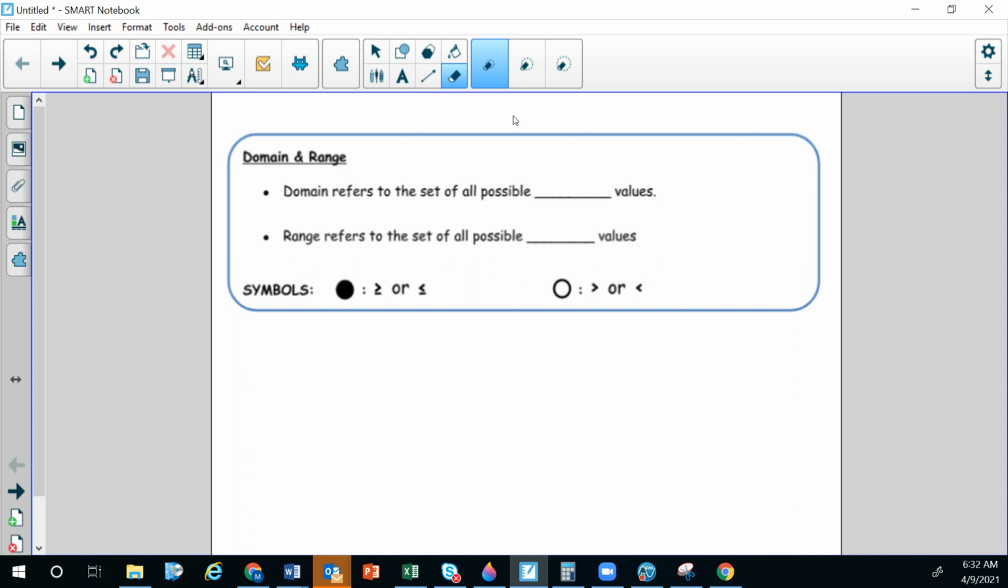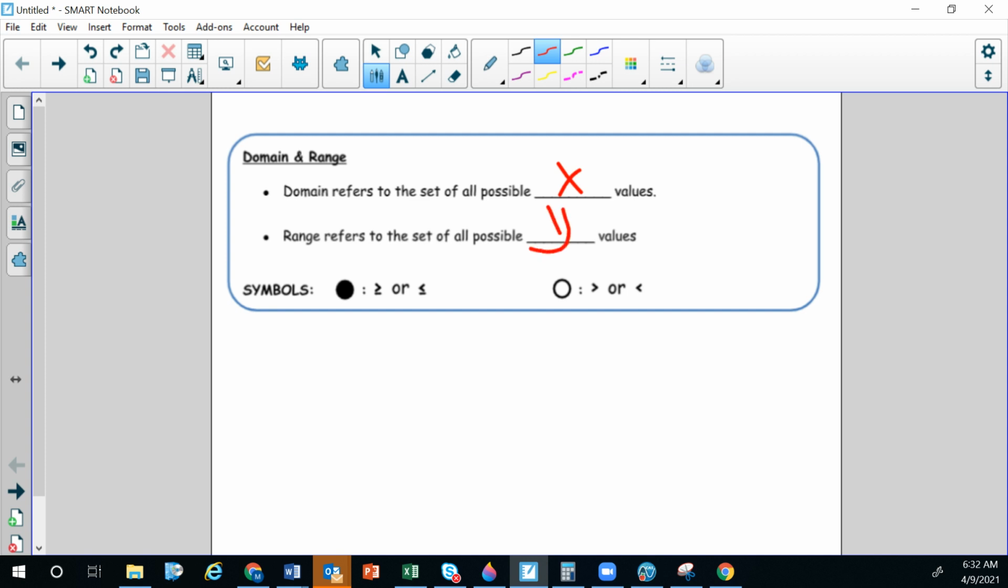All right, class. Today's video is on domain and range for the STAAR review. Now, domain refers to the set of all possible x values, and range refers to the set of all possible y values. Okay.